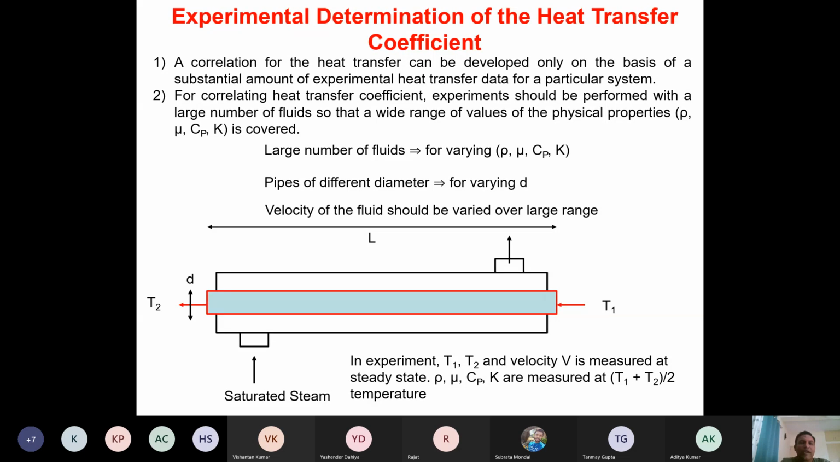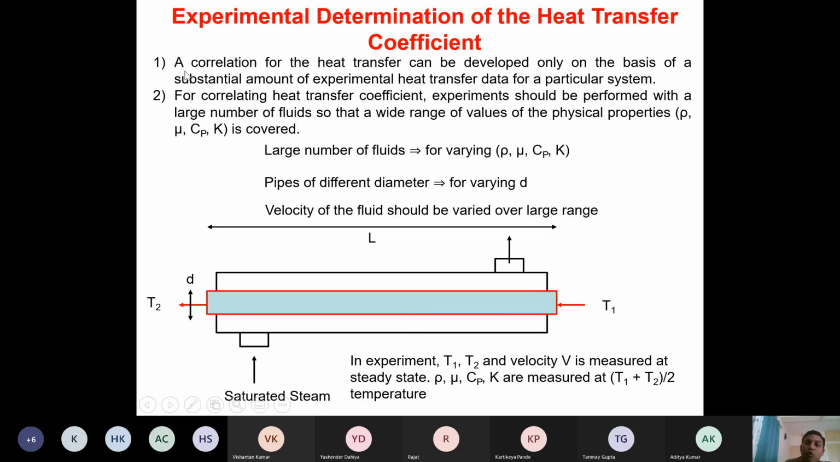So the simple experimental setup to obtain the heat transfer coefficient is a double pipe heat exchanger. There is an inside pipe where a fluid is flowing at temperature T1. The outlet temperature is T2. This fluid is heated by saturated steam which flows through the annular region outside the inside pipe. So there are two pipes: inside the pipe flows a fluid, and outside flows saturated steam.